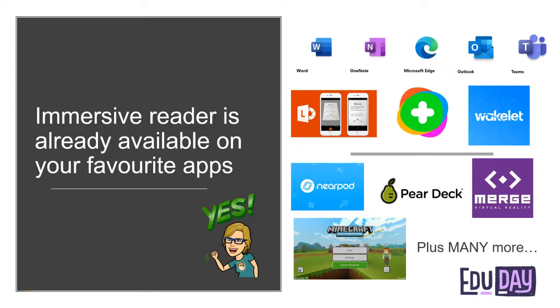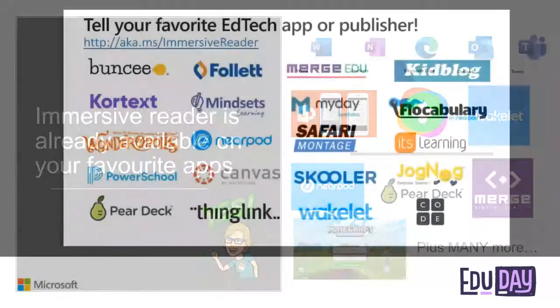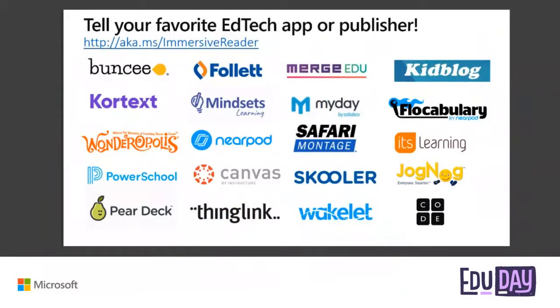Office Lens, great for taking a picture of a book and then taking a screenshot, which I'll show you a little bit later. Two of my favourites, Flipgrid and Wakelet. Nearpod and Pear Deck, Merge, and another one of my very favourites down here, Minecraft. And I did pinch this off Mike's chat this morning. I took a quick screenshot. So here's a whole heap more that now have the Immersive Reader embedded inside.